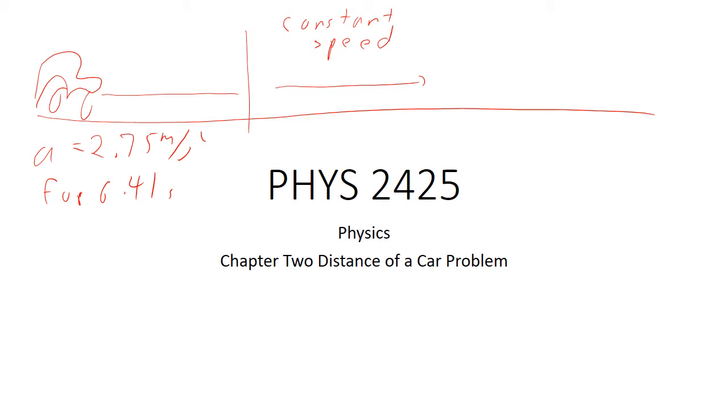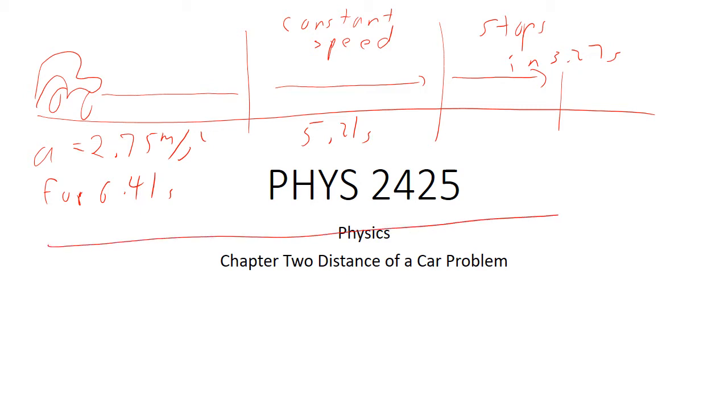And it drives at constant speed for 5.21 seconds. Then the car slows down and stops. Constant acceleration again, deceleration, so it's slowing down. So it stops in 3.27 seconds. So I want to know what's the total distance x that the car went.